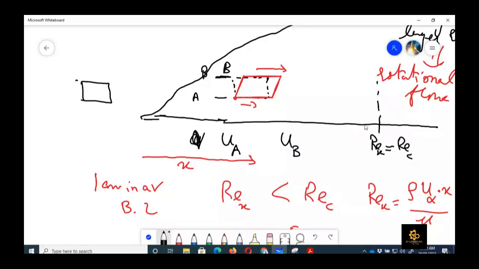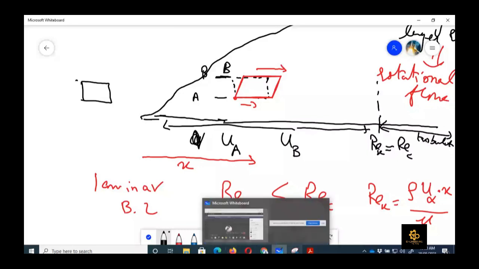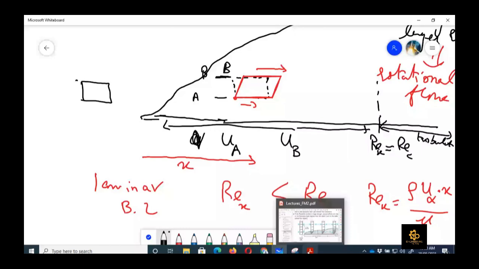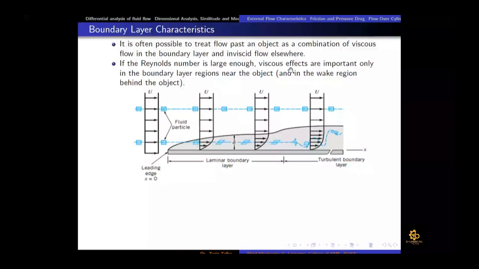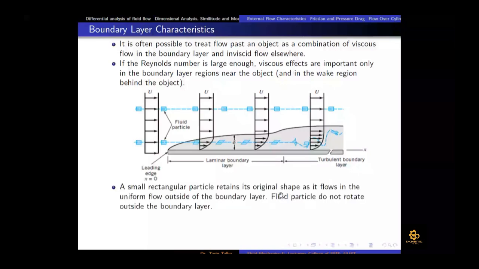In that case, this portion would be a laminar boundary layer, and after that we would have a turbulent boundary layer, because the flow transition would occur after 5 lakh or 3 lakh, for instance, and that depends on the surface roughness of the flat plate. So that is the concept of turbulent boundary layer transition on a flat plate when the flow Reynolds number becomes equal to or greater than the critical Reynolds number, which is shown here. This is the point where Re x becomes equal to the critical Reynolds number.